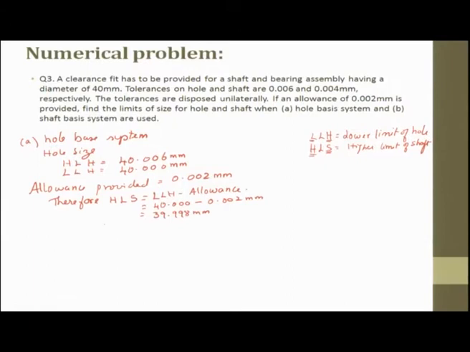Now we will take LLS, that is nothing but HLS minus tolerance, which is 39.998 minus 0.004. So, what we get is 39.994 millimeter. This is for the hole based system. So, let us try to solve for the shaft based system.